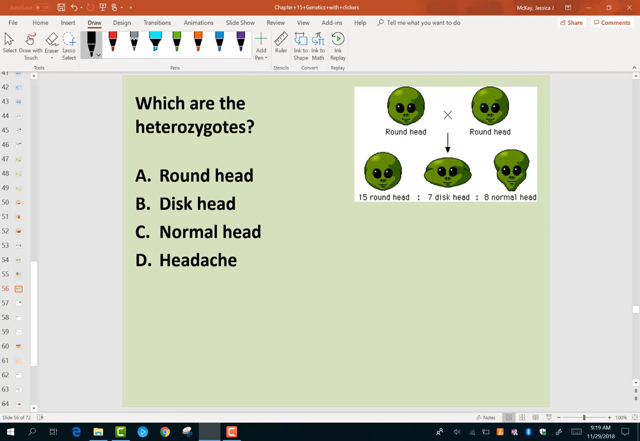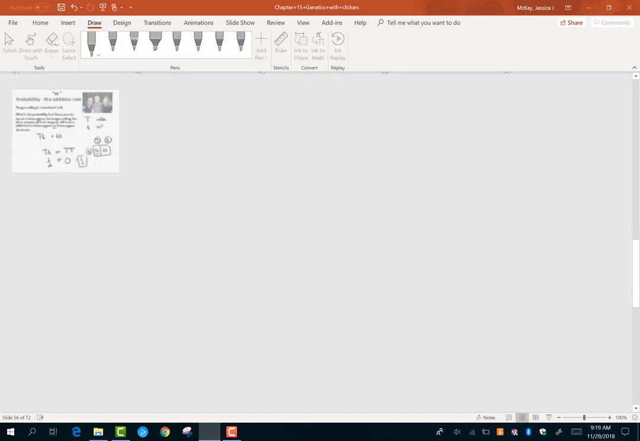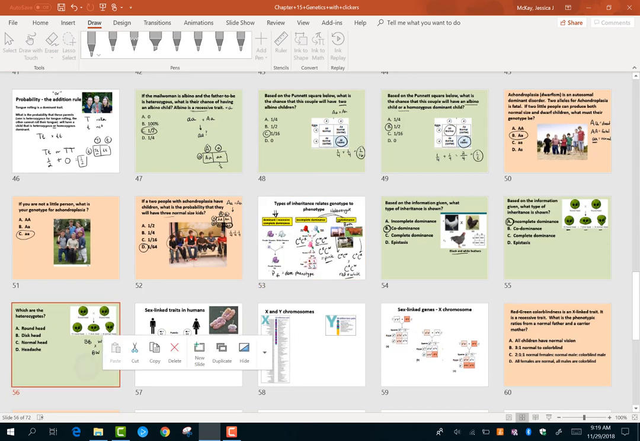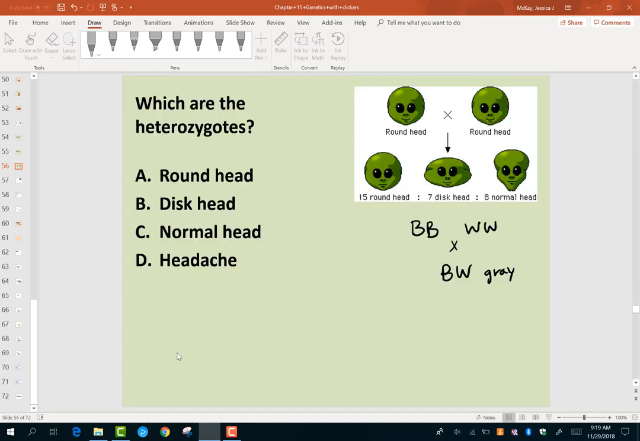All right, so let's just look at the letters before. So let's look back at the chicken, okay? You had black, you had white, and when you crossed them, you had black and white, okay? Oh, sorry, this is incomplete. So this would be gray. Okay, so we have black, we have white, and we have gray.